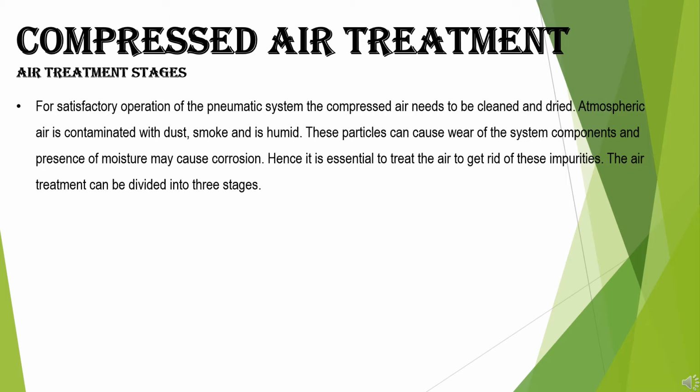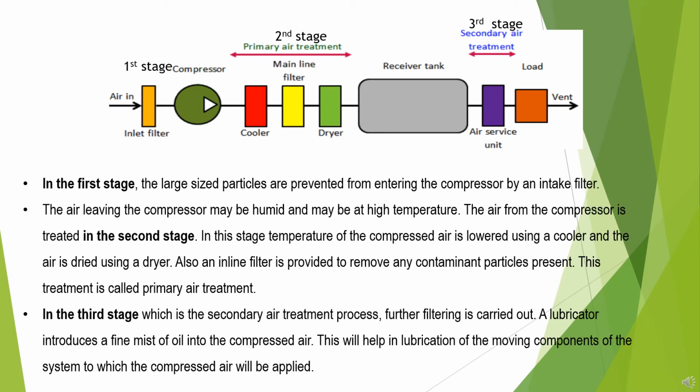The air treatment can be divided into three stages. In the first stage, the large size particles are prevented from entering the compressor by an intake filter. The air leaving the compressor may be humid and may be at high temperature. The air from the compressor is treated in the second stage.